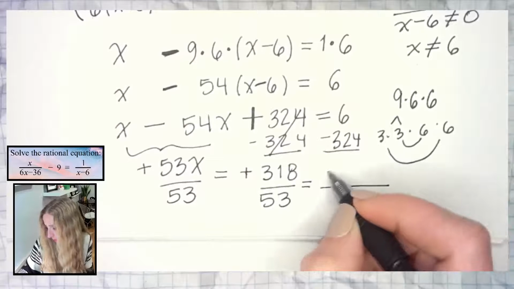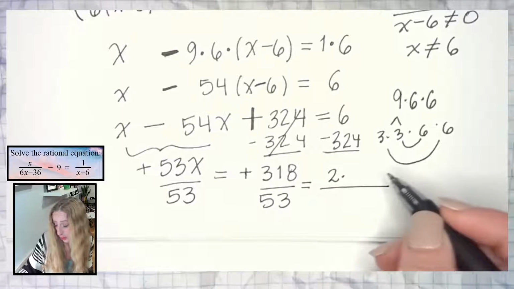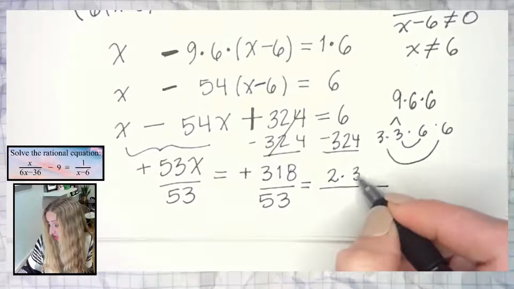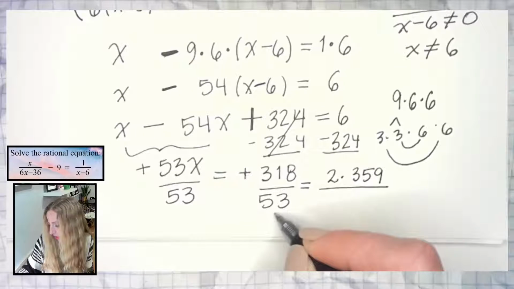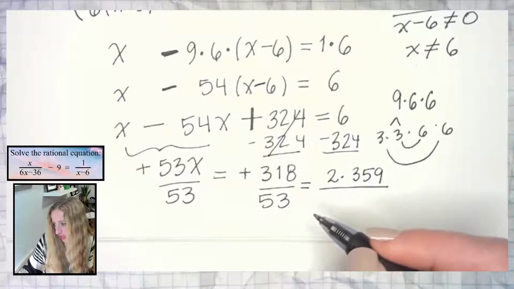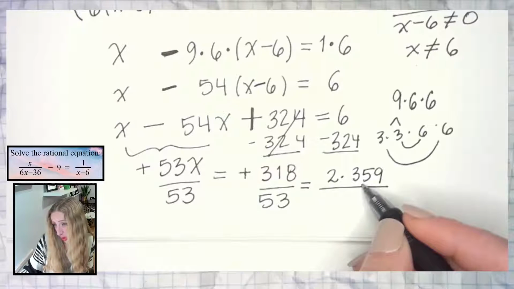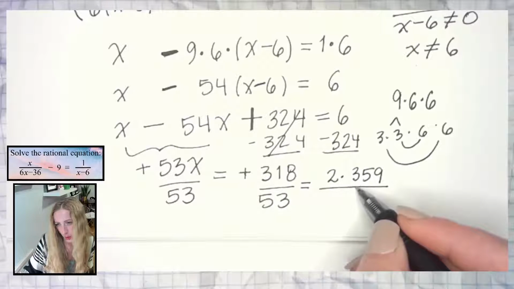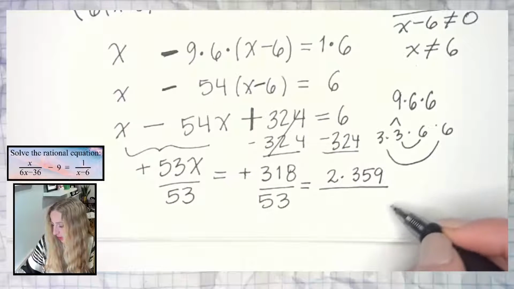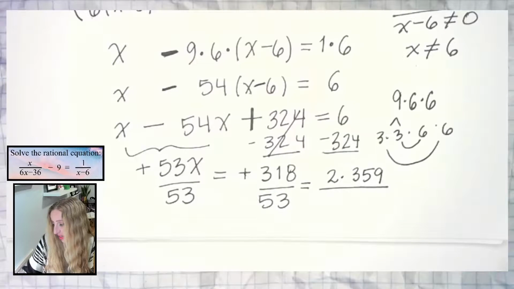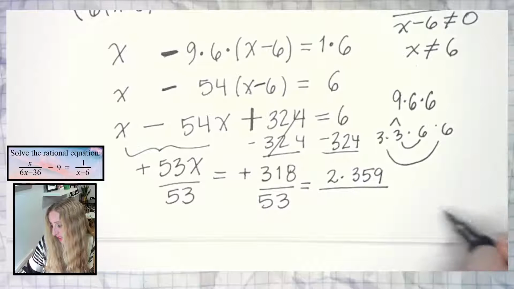Well, 318 is even. It's 2 times something. Half of 300 is 150. Half of 18 is 9. So 359, at least to start, right? 53, well, what multiplies to give you 53? Anything good? Perhaps not, but maybe 53 will go evenly into 359. Also, perhaps not. 53, 50, 1, 2, 3, 4, 5, 6, 7. 53 times 7 gets us kind of close to 359.